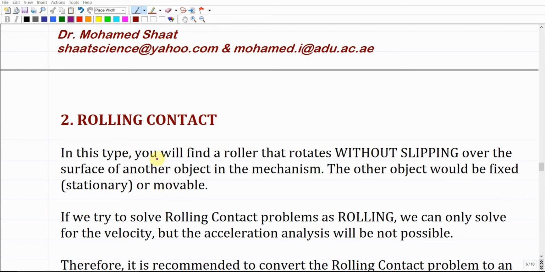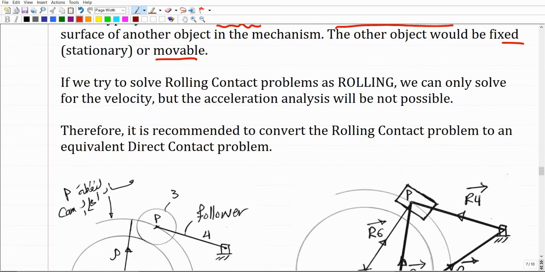But in the rolling contact, we will find a roller. Mainly, we're gonna have an object, and this object is gonna be a roller that is going to rotate without any slipping. This is the key condition here: there is no sliding over the surface of another object of the mechanism. The other object could be fixed or stationary, or it could be movable. It doesn't matter anyway. We do have a roller that rolls over the surface.